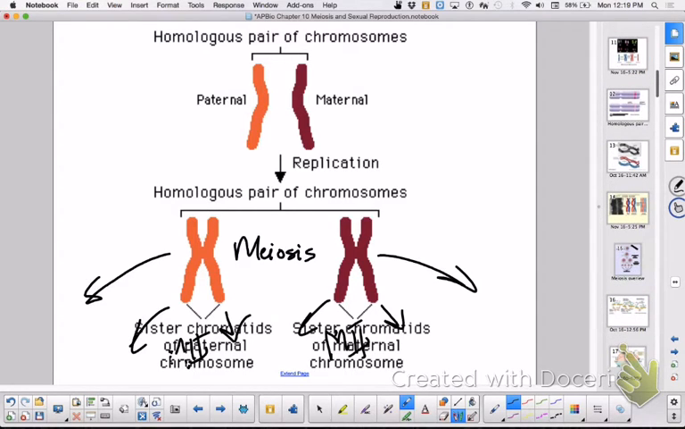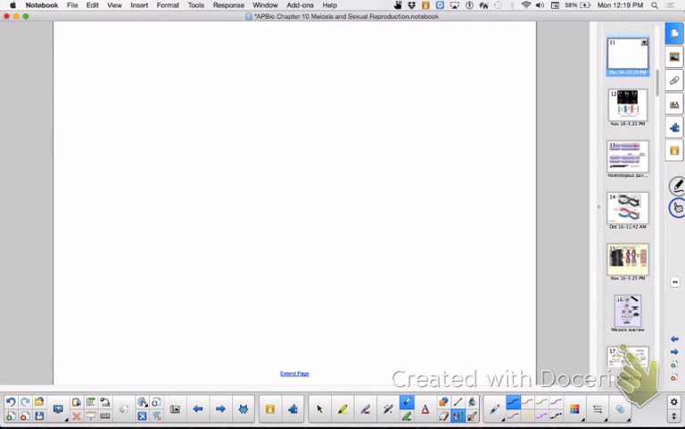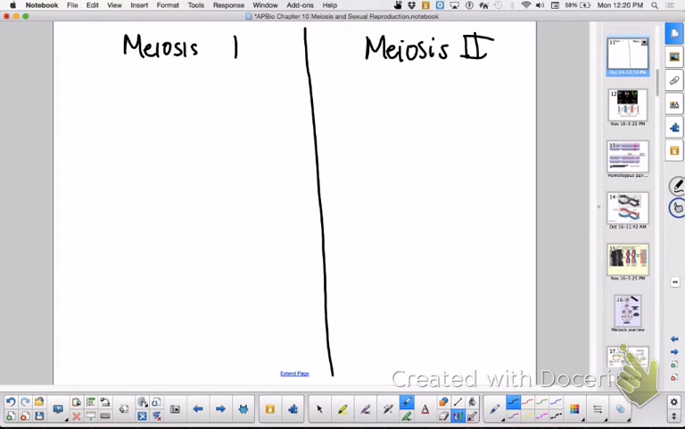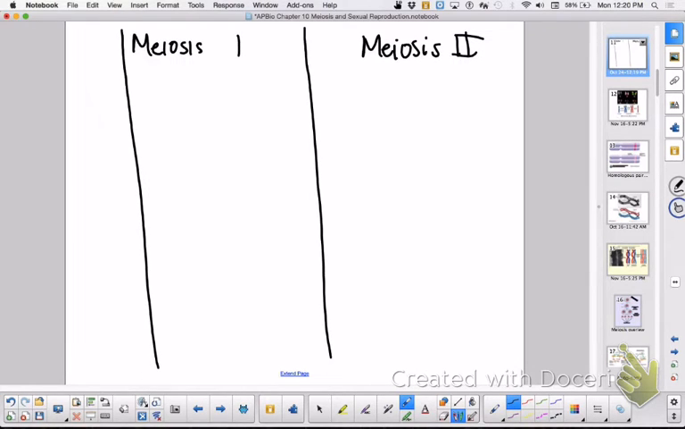Now, there are key events that occur at different stages. And what I want you to see, if you can remember, I know you're doing some group shared notes right now, but we have meiosis 1 and we have meiosis 2. All right. And what are our stages that we're looking at? What are the stages? Prophase, then what?